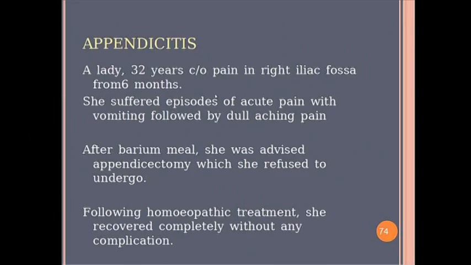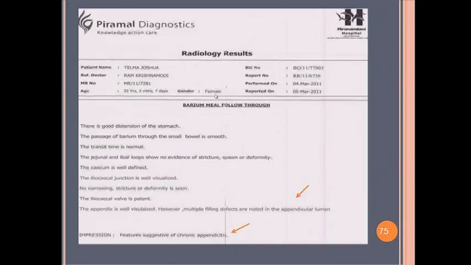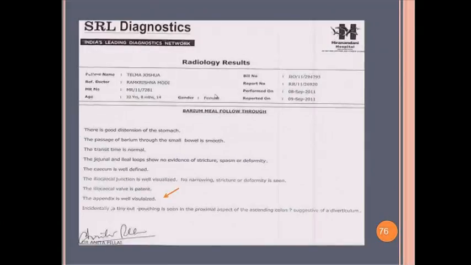This is a case of appendicitis where the appendix is well visualized. However, multiple filling defects are seen. It is suggestive of chronic appendicitis. And then we treated homeopathically. We find that the appendix is well visualized.